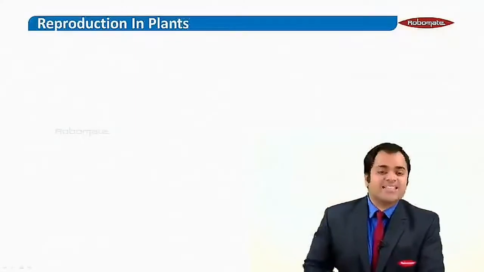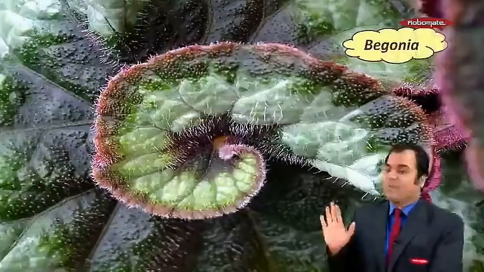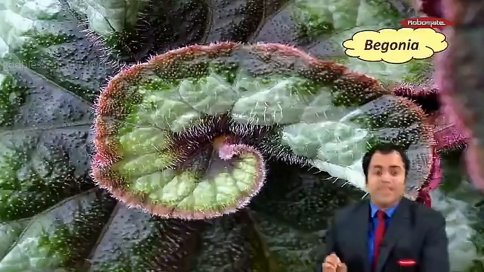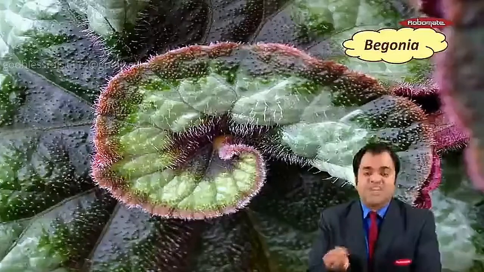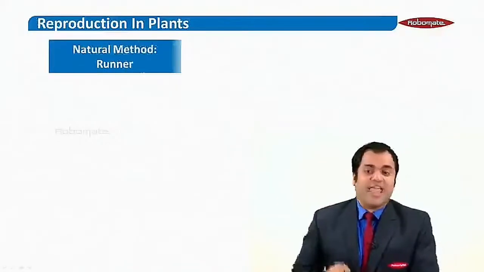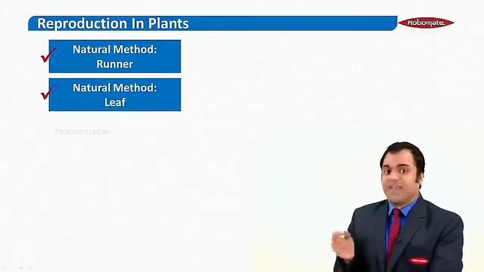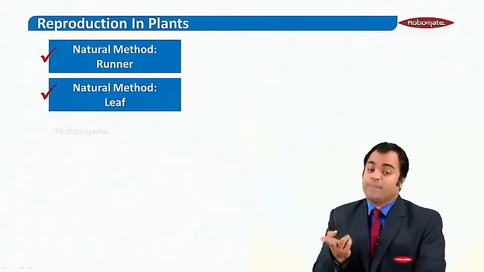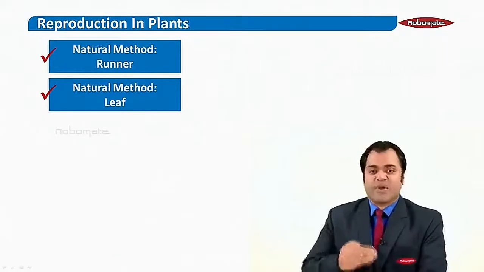A last example of beautiful epiphyllous bud would be that of a plant by the name of begonia. Even begonia is known to produce epiphyllous buds on the surface of the leaf. This brings us to the end of the module where I've talked about how runner and a leaf and the buds on the leaf called epiphyllous buds can help in natural vegetative propagation.